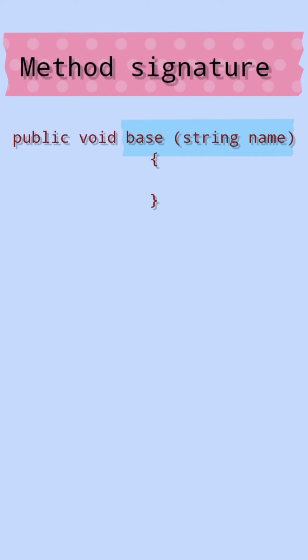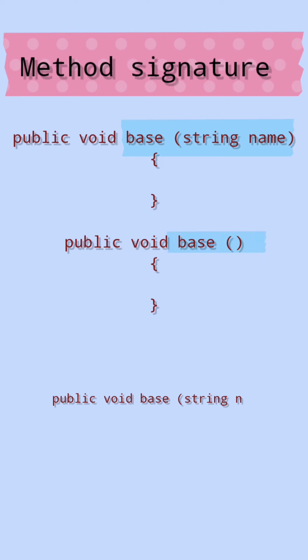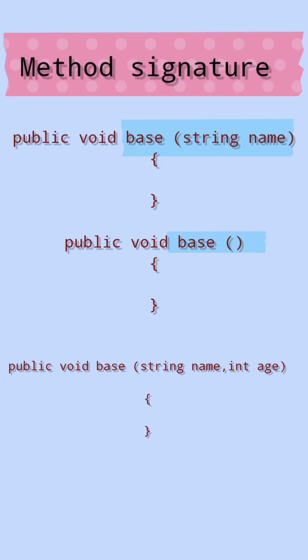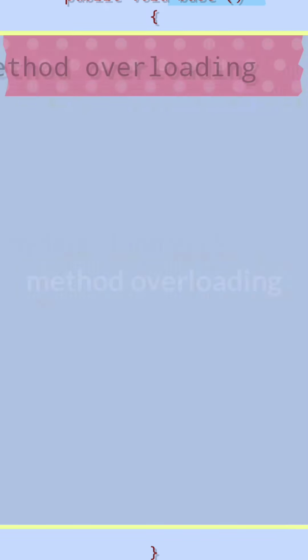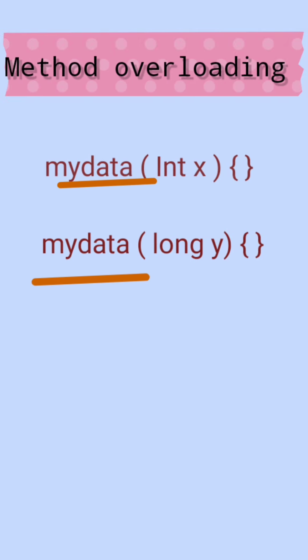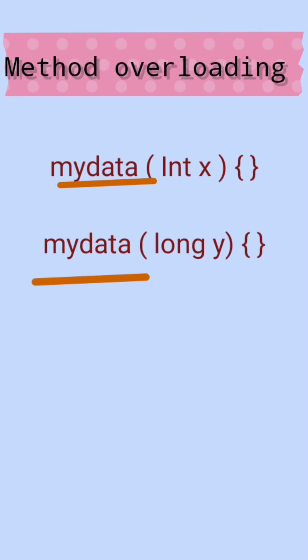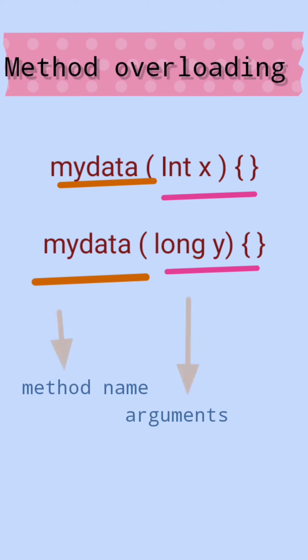In our first example, base(string name) is the signature of the method, and in the second example, base itself is the signature of the method as it doesn't contain any argument. On the other hand, in the third example, base(string name, int age) is the signature of our method. Two methods with the same signature are not allowed in our system. If two methods have the same name but different argument types, such methods are called overloaded methods, and the process is called method overloading.